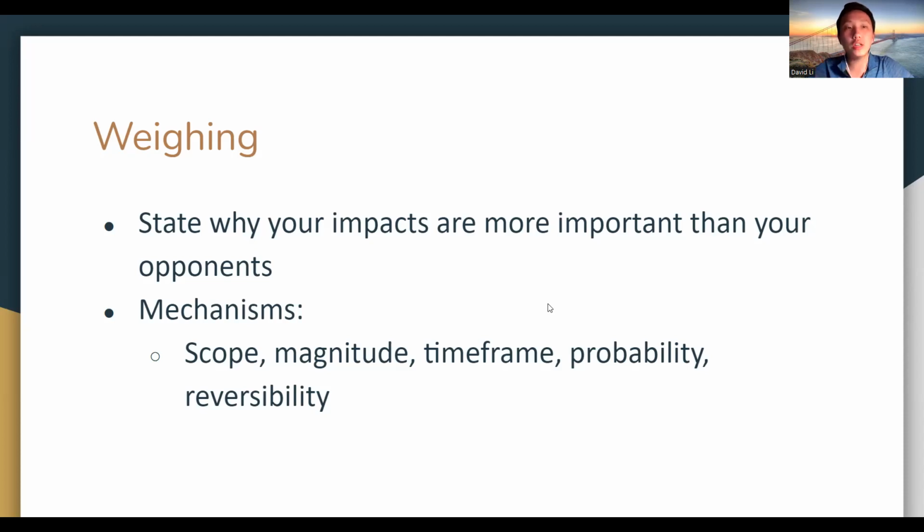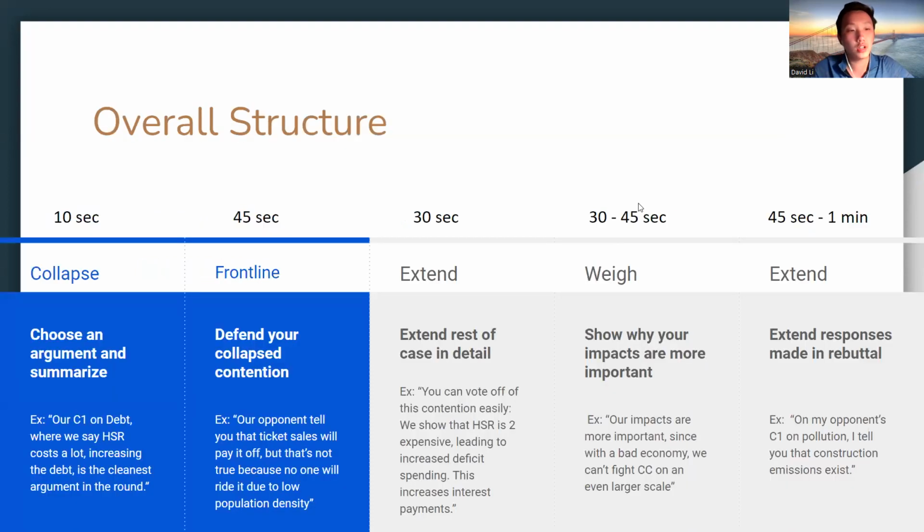All right, now that we know how to compare our impacts against our opponent's impact, let's look at an overall flowchart of what you want to do in the summary. So essentially, this is how you want to allocate the 3 minutes that you have in your summary speech. First of all, you want to spend 10 seconds at the start of summary choosing an argument and giving a topic sentence or just a brief point on why you want to vote there.